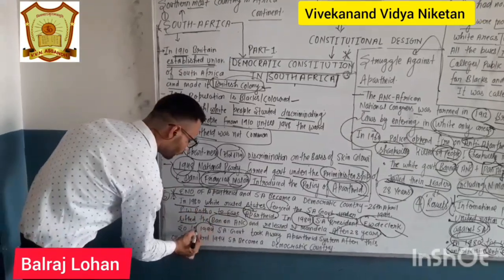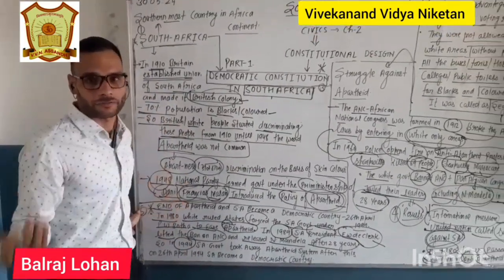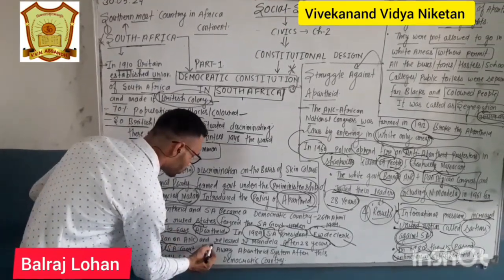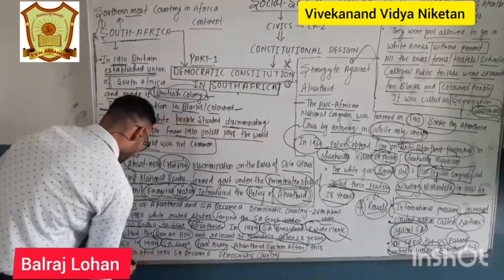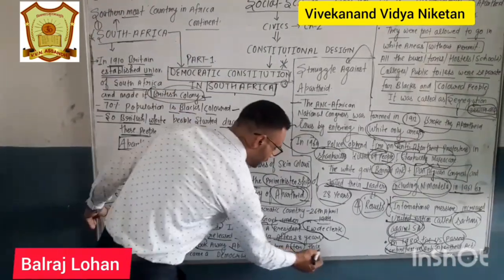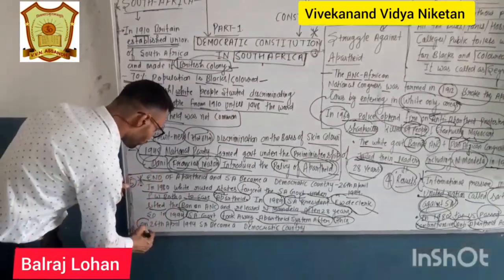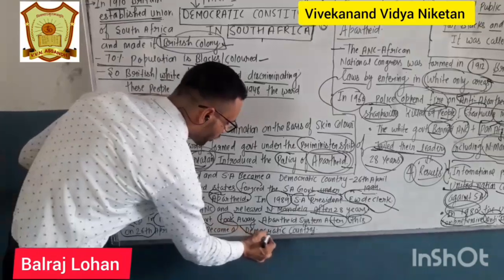So in 1994, all the leaders of the ANC were released from jail, and South Africa took away the apartheid system after this government. And on 26th April 1994, South Africa became a democratic country.